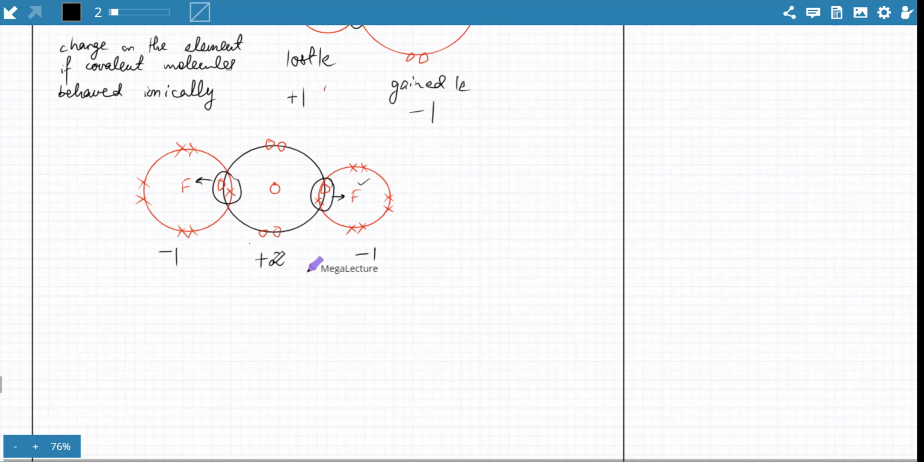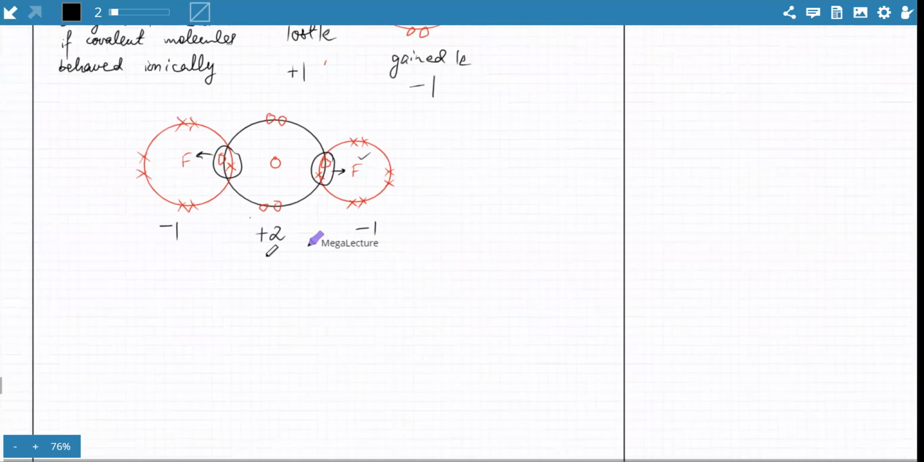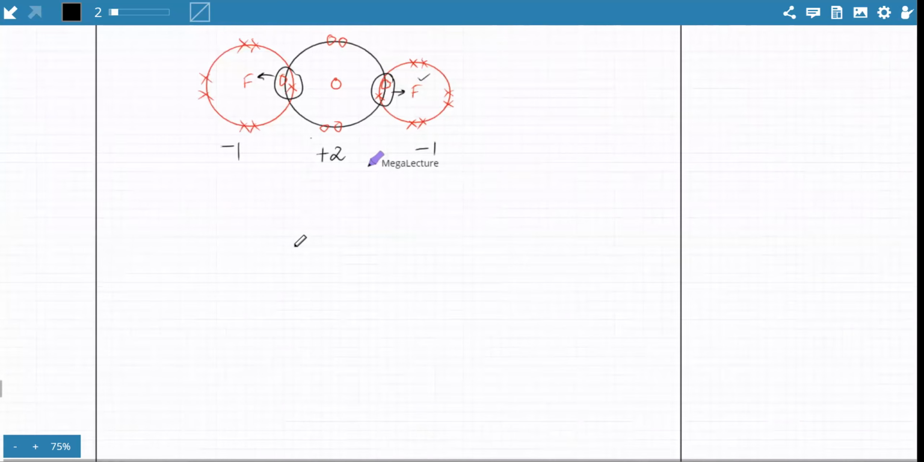The reality में these are not the charges on these atoms. ठीक है, मतलब partial positive होगा, partial negative होगा. But this is the oxidation state. अच्छा, is this clear? ये वाला example, is this clear?